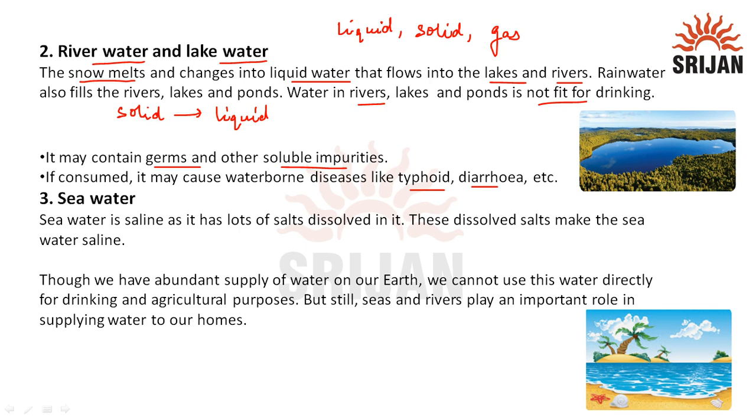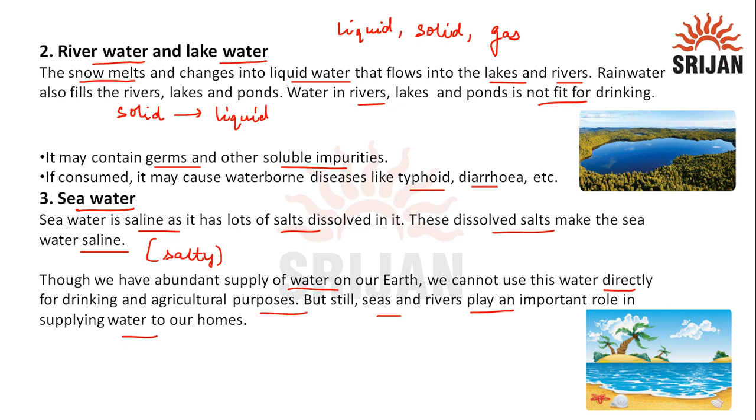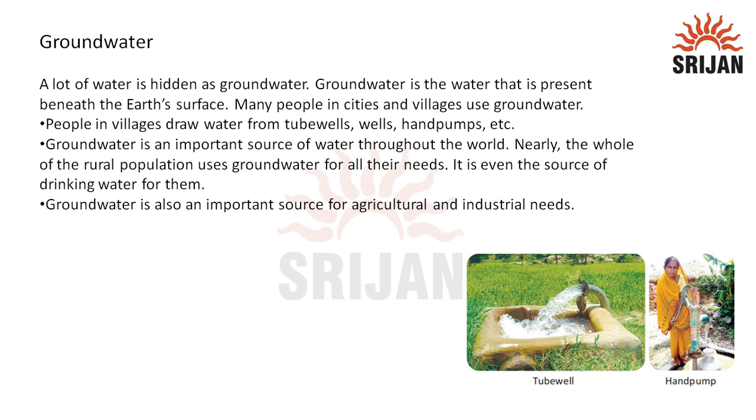Now if we talk about sea water, we know that sea water is saline as it has lots of salt dissolved in it, and these dissolved salts make the sea water very salty. We have an abundant supply of water on our earth, but we cannot use this water directly for drinking and agriculture purposes, but still seas and rivers play an important role in supplying water to our homes. Now we see about groundwater.